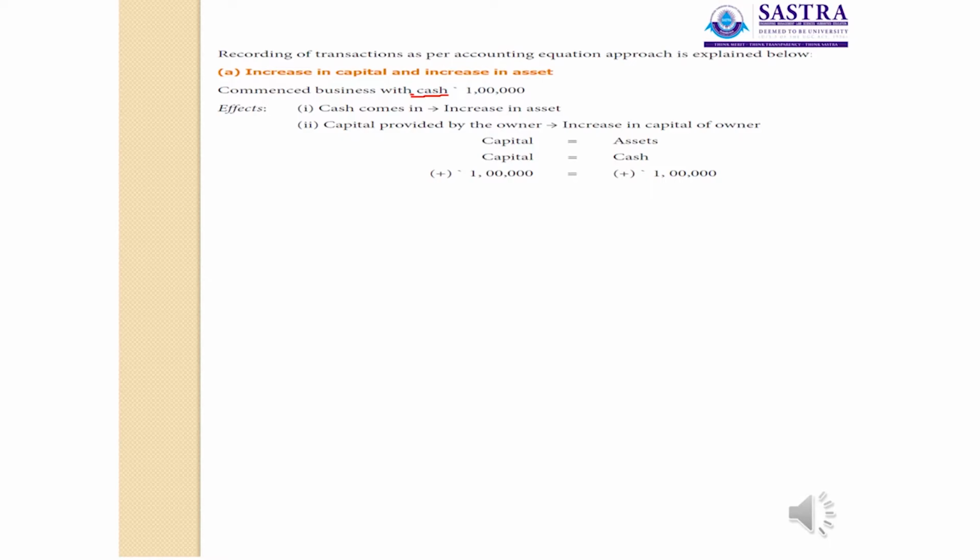Here there are two accounts, one is cash and another one is capital. Cash comes into the business, so automatically it will increase an asset. Capital is provided by the owner, so that is also increasing the capital of the owner. Capital is equal to assets, that is the accounting equation. So rupees 1 lakh is the value of capital, equal to the value of cash, rupees 1 lakh. So the accounting equation should be equal.